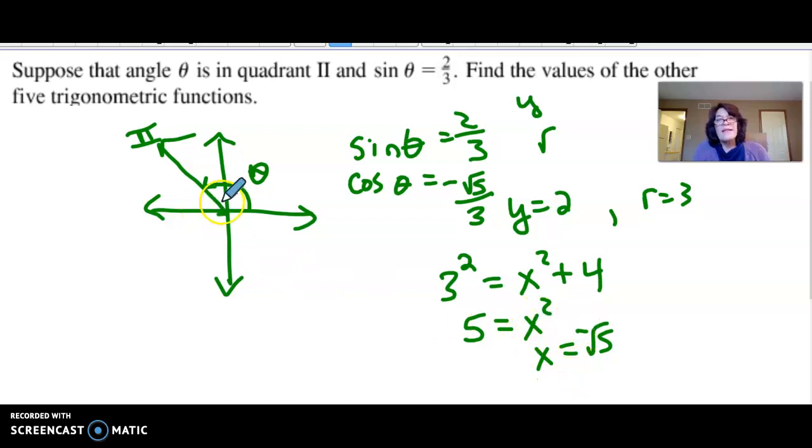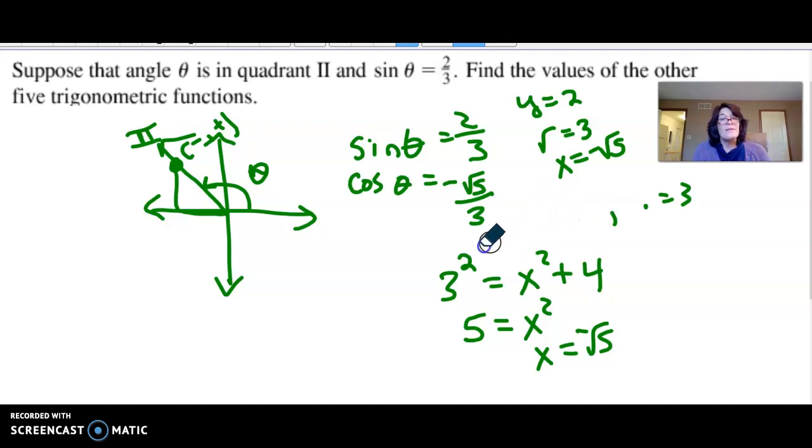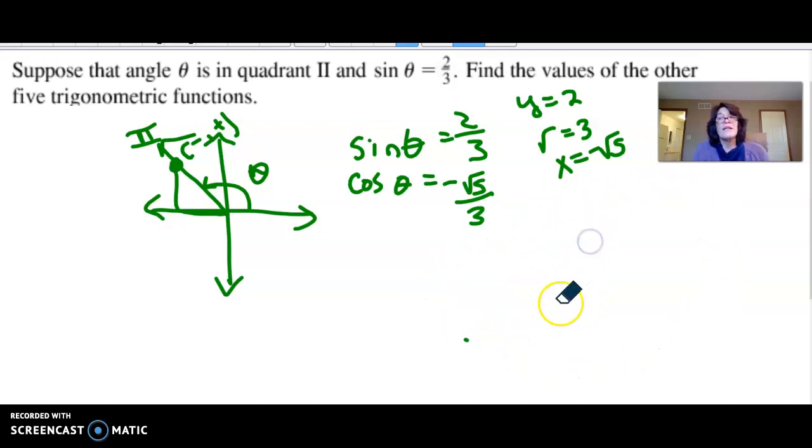But we realized then that if I'm in quadrant 2, the only way to get there is with a negative x and a positive y, right? Negative, positive will get me there. All right, so I knew that x had to be negative square root of 5, which meant cosine of theta is negative square root of 5 over 3. Okay, so I have that y is 2, that was given to me. R is 3. I just found that x is negative square root of 5, and that's going to allow me to find the rest. Okay, because we were supposed to find the values of the other 5 trig functions.